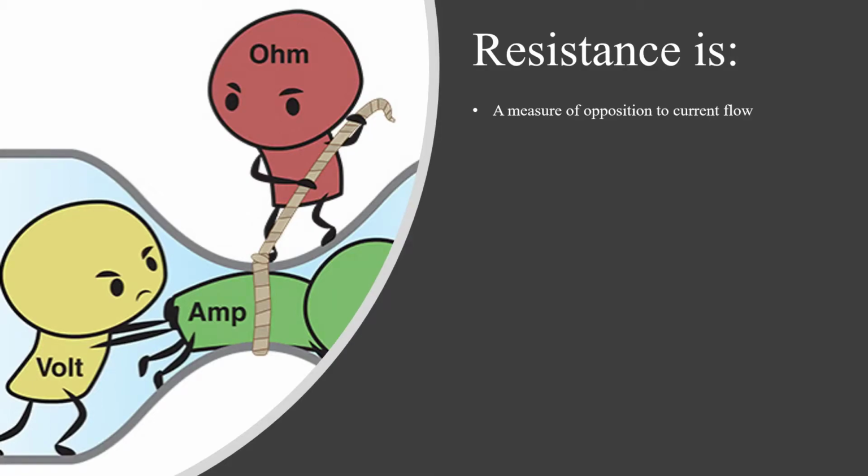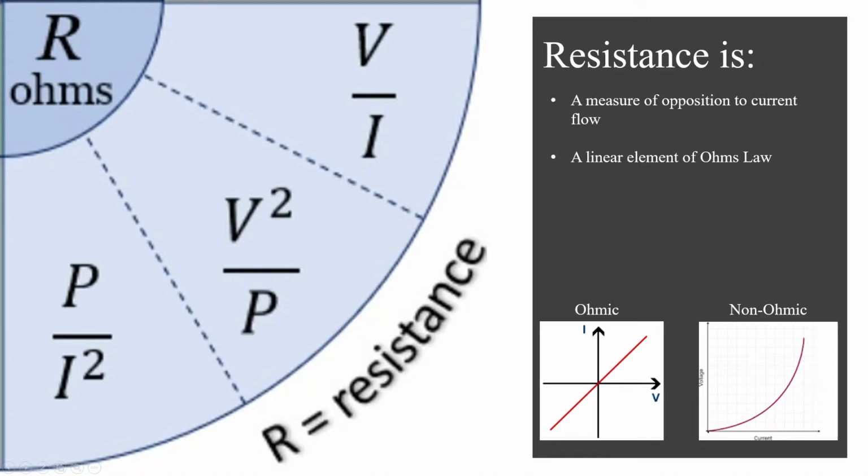Simply stated, the resistance of a material is a measure of its opposition to the flow of electrons. This simplified diagram of Ohm's law shows that resistance, measured in ohms, reduces the voltage's ability to produce a current. Resistance is linearly associated with equations of voltage, current, and power.